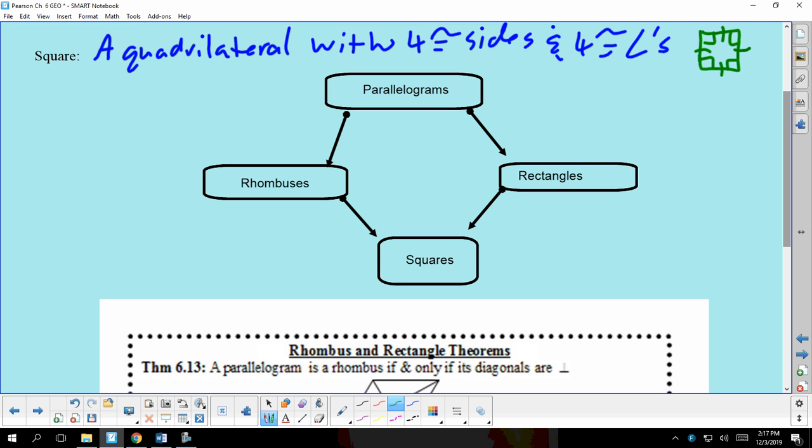First, all rhombuses are parallelograms. All rectangles are parallelograms by definition. But squares are also rhombuses, squares are also rectangles, and squares are parallelograms. So all the properties that rhombuses have, squares have. All the properties rectangles have, squares have as well. All right, so let's look at this.